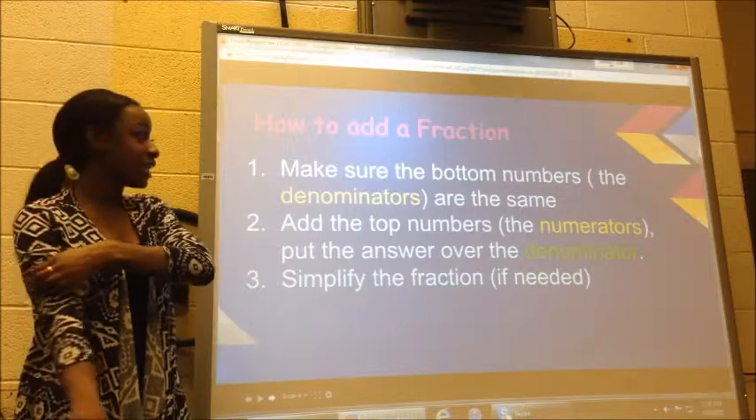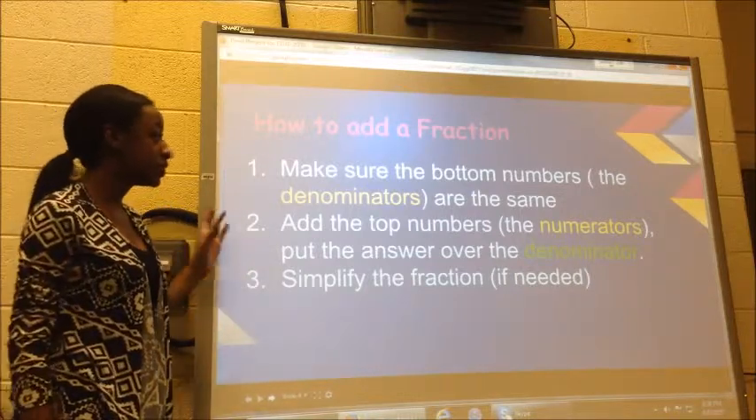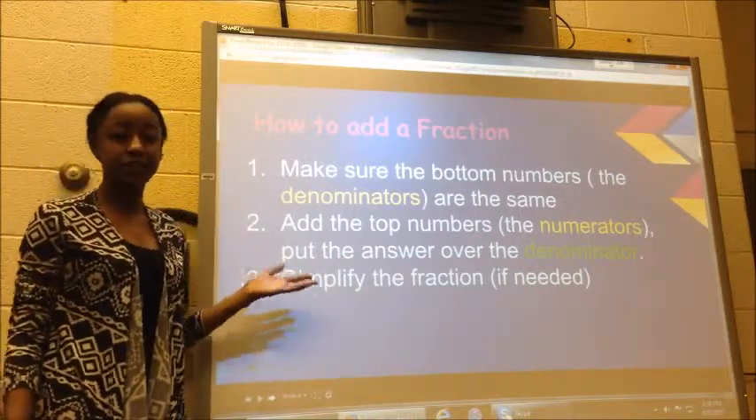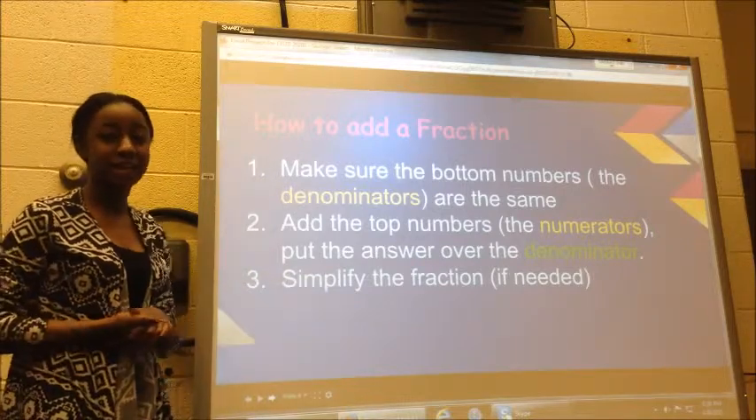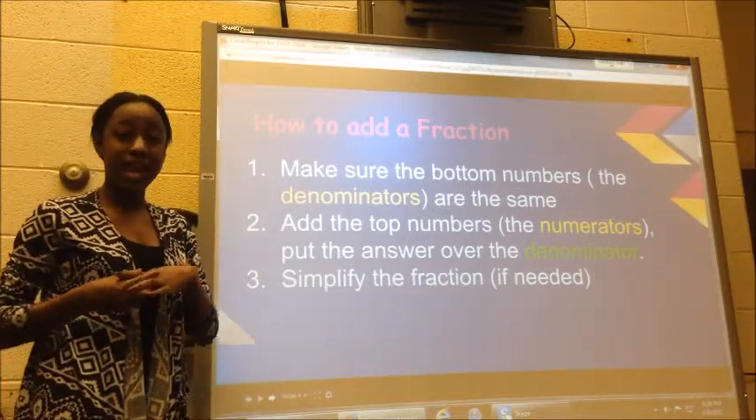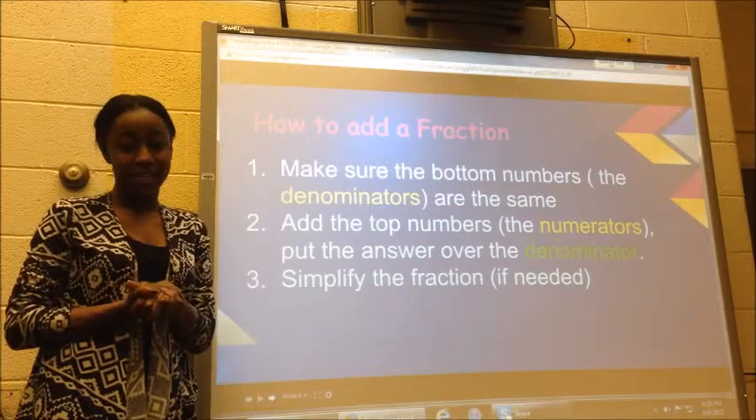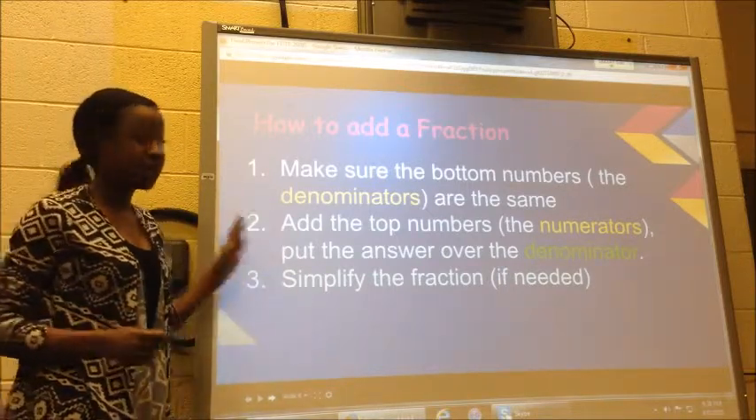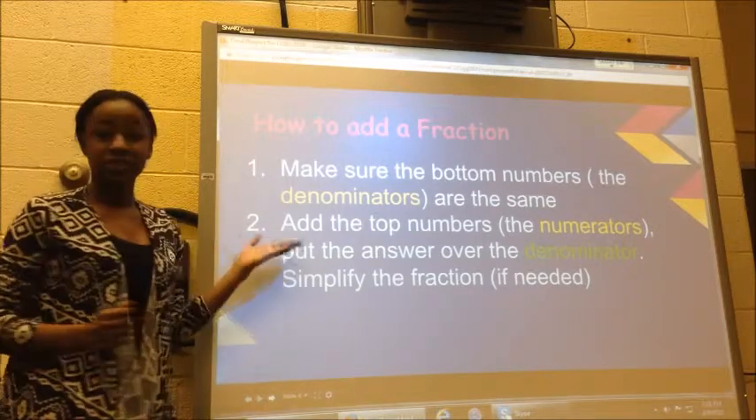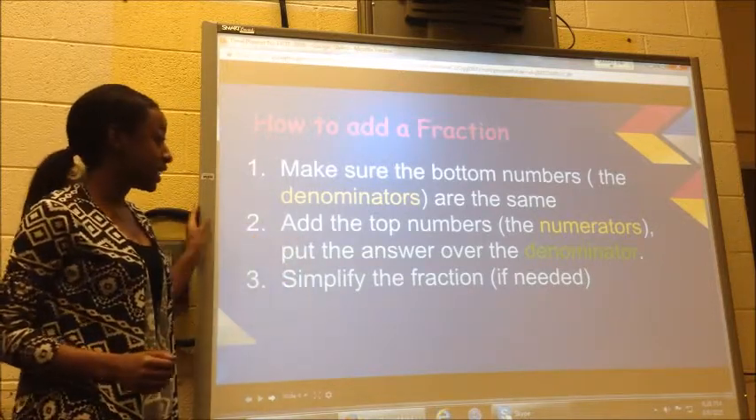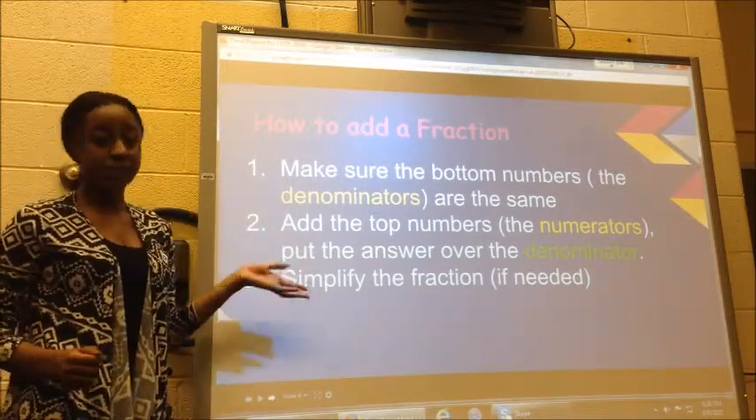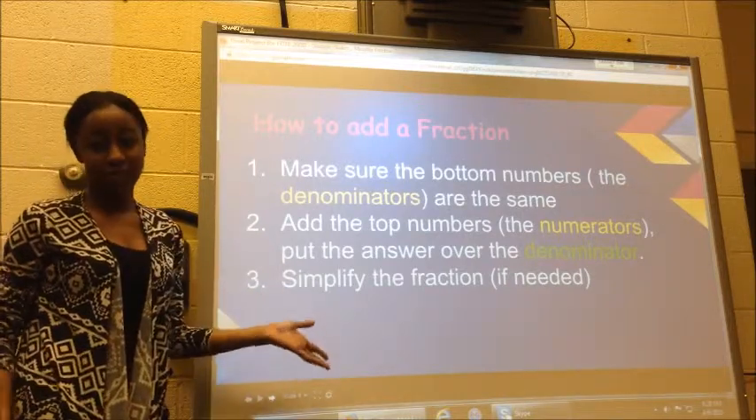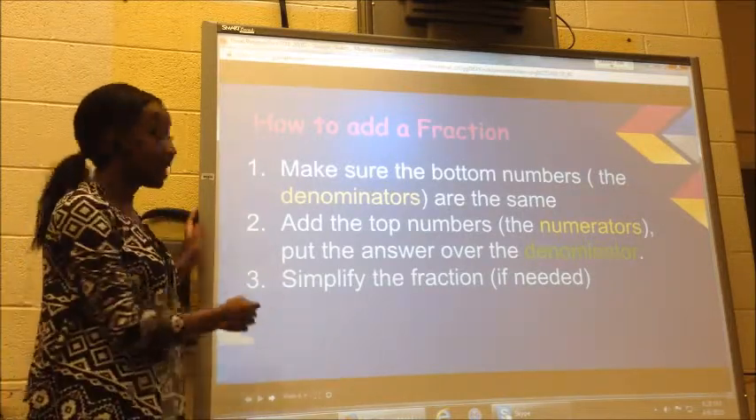How to add a fraction. First, you want to make sure the bottom numbers are the same, which we just went over in the last slide. If you need help on that, just call me over and I can help you. Also, your notes have the directions if you forget. So you want to make sure the denominators are the same, and then second, you want to add the top numbers, and then you want to simplify the fractions if needed.